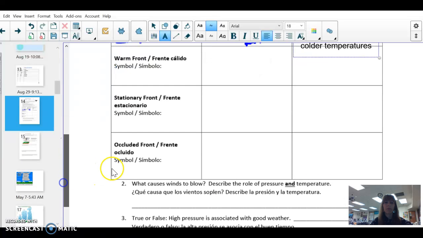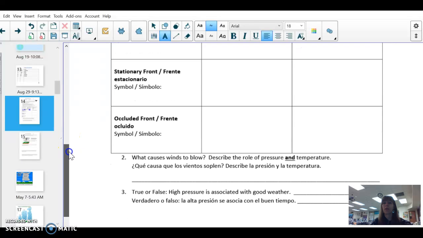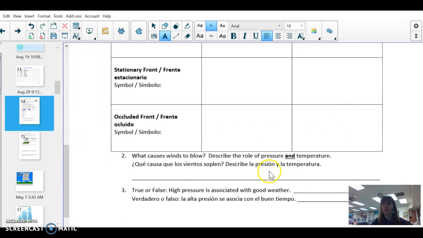The occluded front, remember this is the one that has all the triangles and the semicircles on the same side, going the same direction, and they're purple. You should have written here, I should have a cold front, a cold air mass, a warm air mass in the middle, and another cool air mass. Up here, you should have said two cool or cold air masses are on both sides of the warm air mass. Over here, we would expect a little bit cooler temperatures and stormy, rainy conditions. Not super stormy, but it's going to be heavy rain.